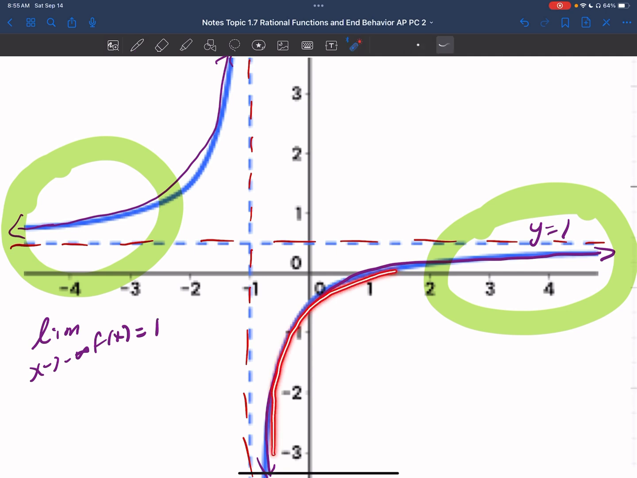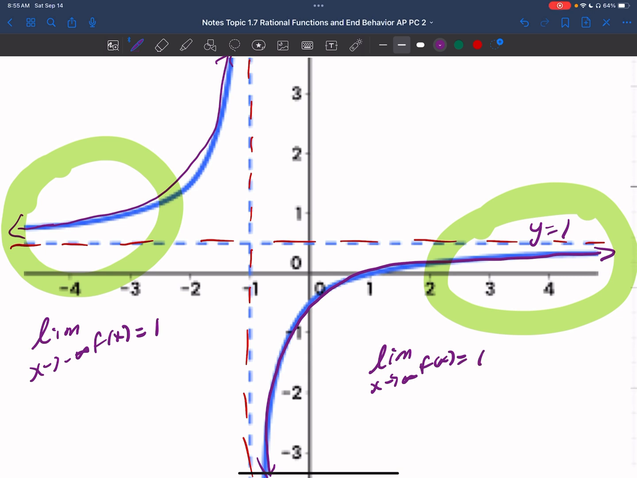I follow my graph all the way to the far right. Again, I get closer and closer to the asymptote, but I never get there or touch it. So I'm going to say the limit as x approaches positive infinity of f of x is equal to 1.